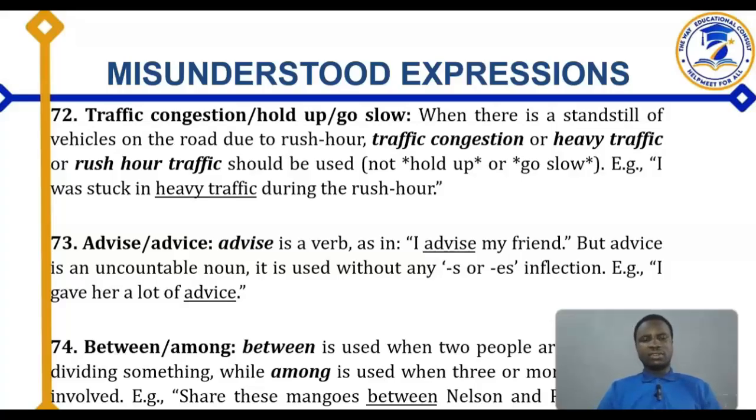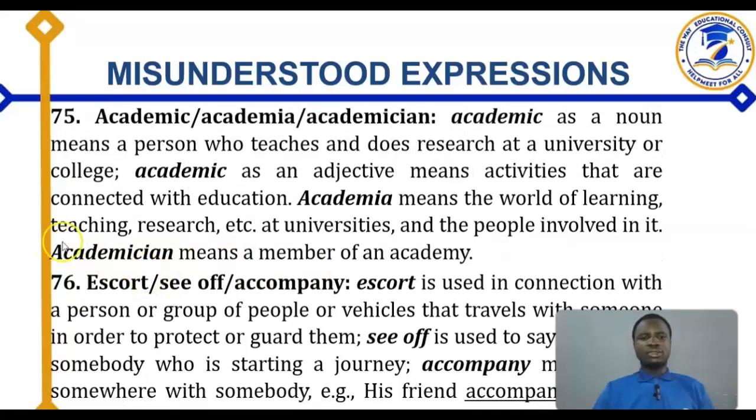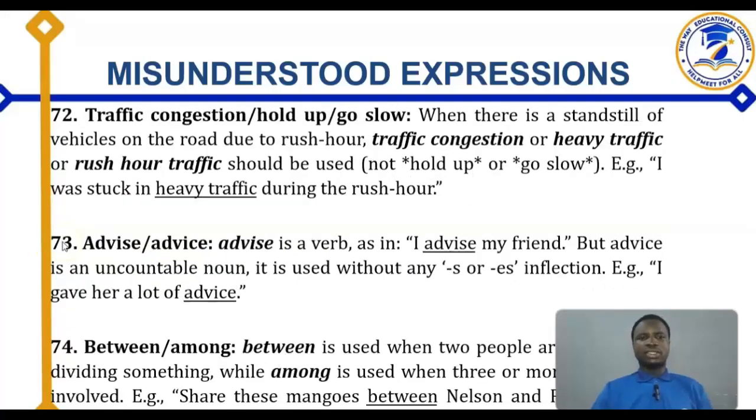Advise, take note of SE and CE. Advise is a verb, as in advise my friend. That is when you want to use it as a verb, as the action in that expression in the sentence, you use the one of SE, that is advise. But when you want to use it as a noun, and that noun is uncountable, you use the one of CE, advice, advice, advice.